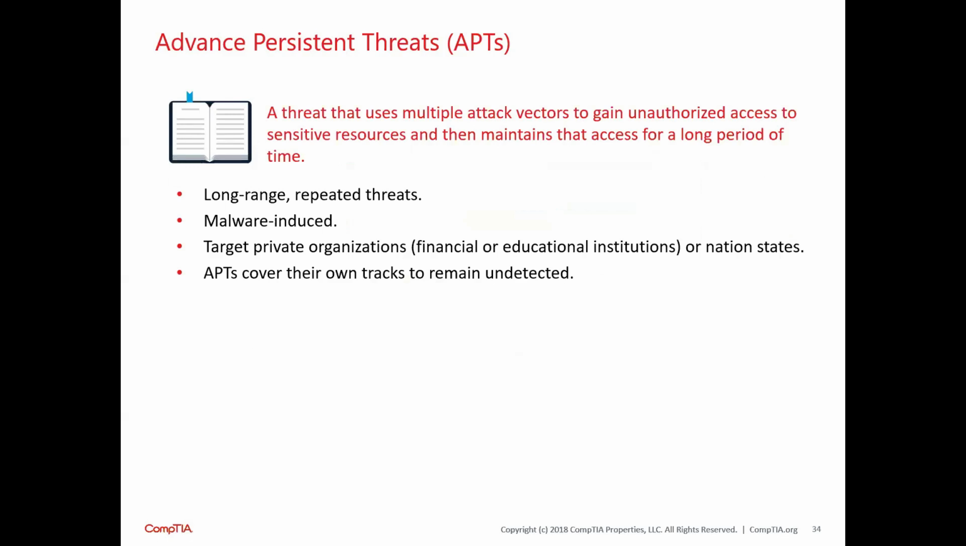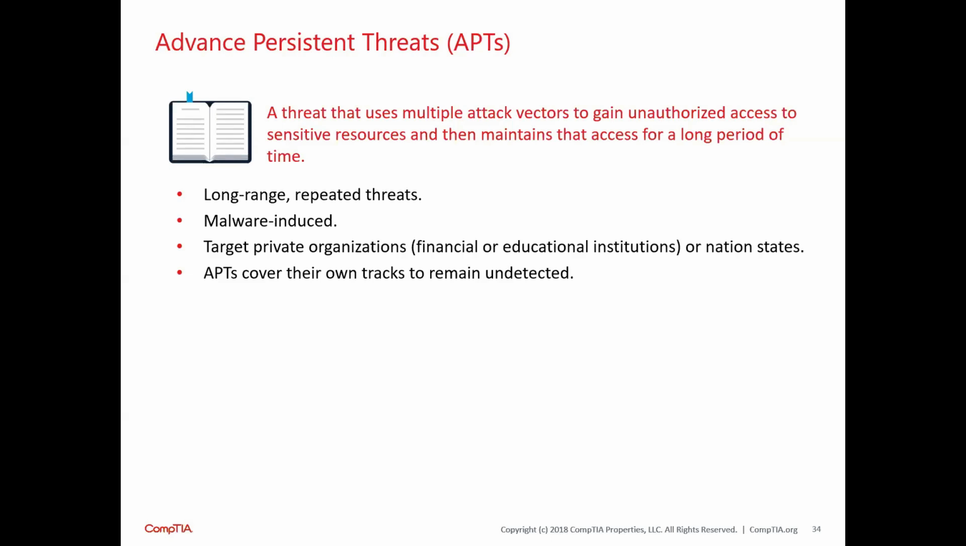Yeah. And we have the advanced persistent threat, which is a threat that uses multiple attack vectors to gain unauthorized access to sensitive resources and then maintain that access for a long period of time. So an advanced persistent attack could be a very sophisticated attack that has the objective of exfiltrating data from a particular organization or company. So it's like stealing the data, and it's very hard to detect. They could remain undetectable for a very long time.